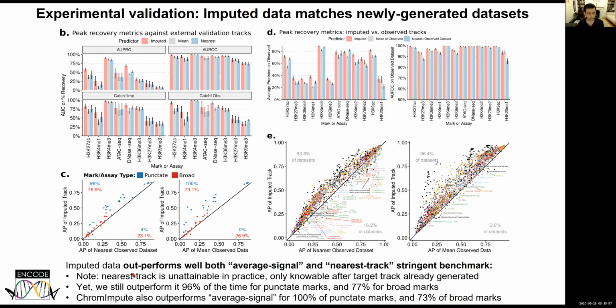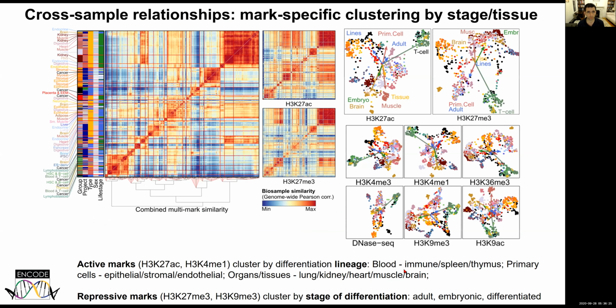And you should note that the nearest track is actually unattainable in practice because it's only knowable after the target track is already generated. So this benchmark is extremely stringent and not even realistic in practice. However, we still outperform it 96% of the time for punctate marks and 77% of the time for broad marks. So ChromImpute also outperforms average signal 100% of the time for punctate marks and 73% of the time for broad marks. We've also studied the cross-sample relationships using mark-specific clustering, both by stage and tissue.